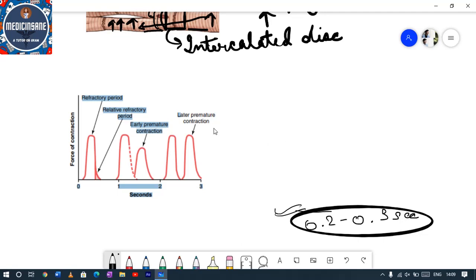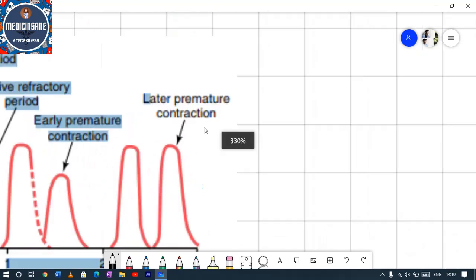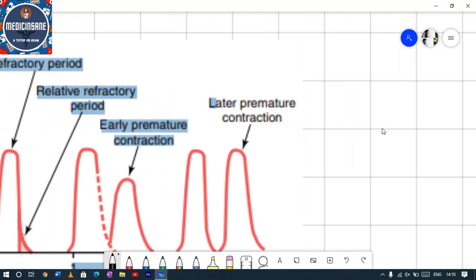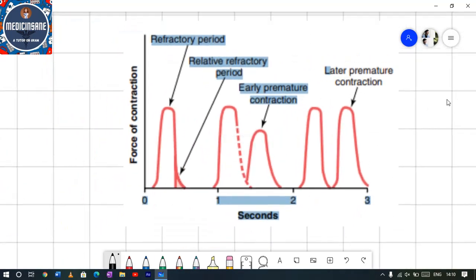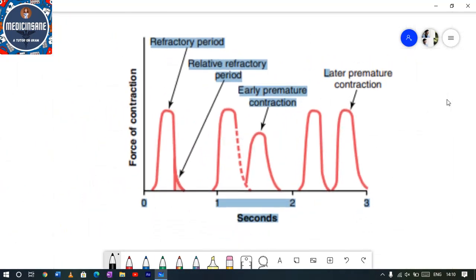I'll just zoom it. Okay. So if you look at this picture here, you can see that the absolute refractory period is this one, right? This duration of 0.2 to 0.3 seconds in the cardiac muscles is the absolute refractory period. And then you can also note this particular interval or duration, which is around 0.05 seconds. Now, this 0.05 seconds is what is known as the relative refractory period.